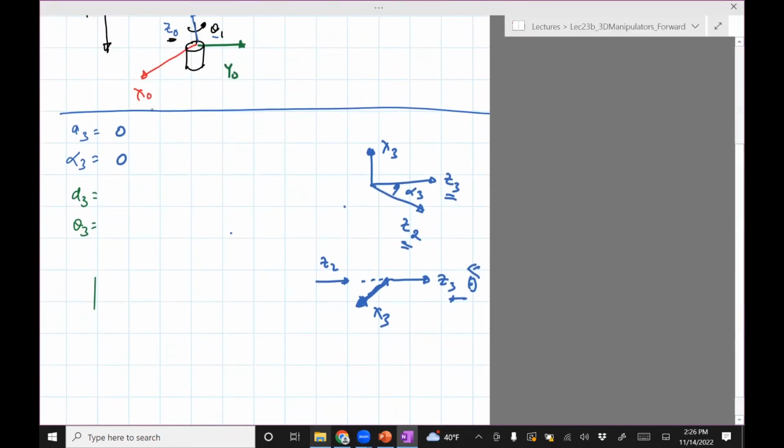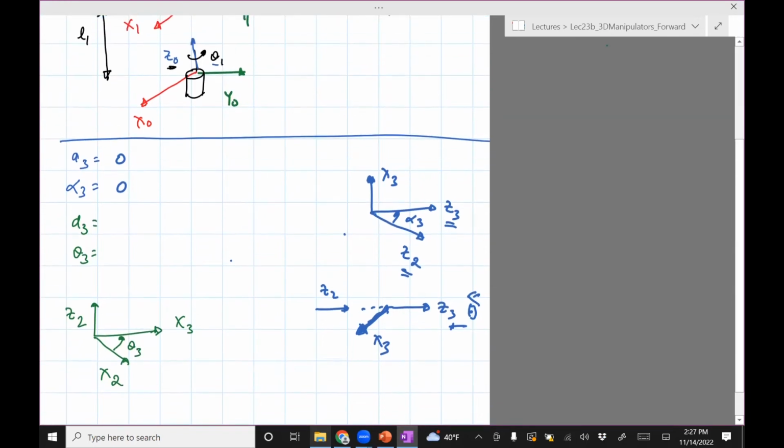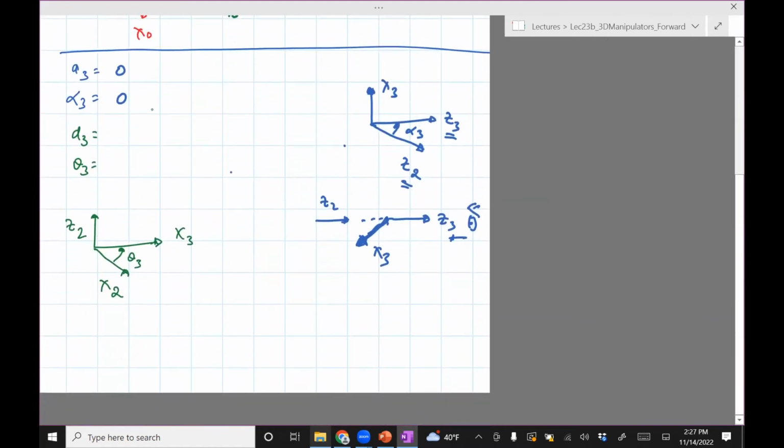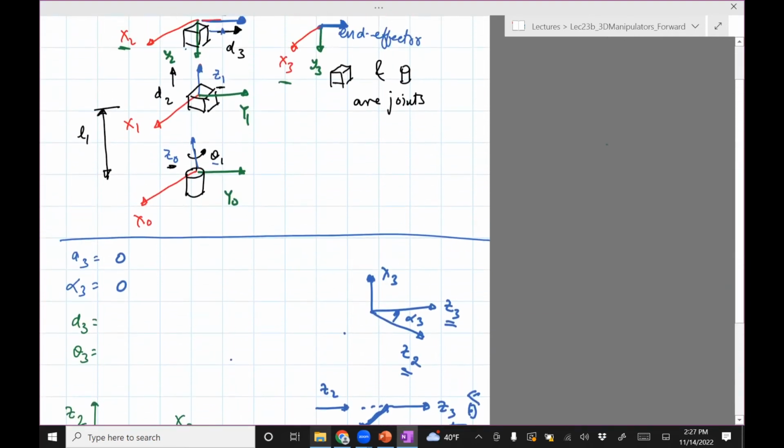Okay, so I'm going to draw the other figure I have to compute theta 3 and d3. So i equals 3, so x2, x3 about z2. So this will be theta 3. Okay, so let's draw x2 and x3. x2 is pointing out of the plane of the paper. x3, the same thing. And z2 is to the right.